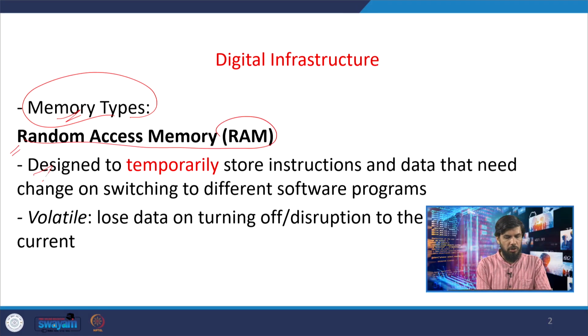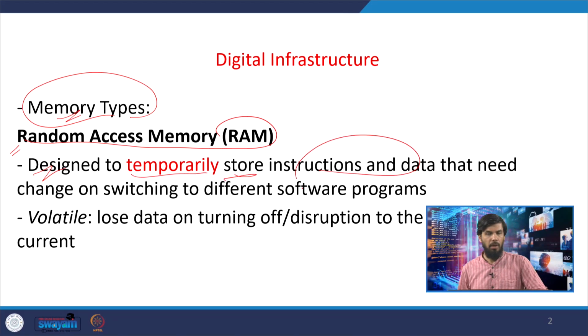RAM is designed to temporarily store instructions and data that need change on switching to different software programs. Multiple software programs we might be running, we might be multitasking. So this memory type is important in a computer, where temporarily we store instruction data, and when we switch to something else, the memory can then be used to store instruction data of that other program.